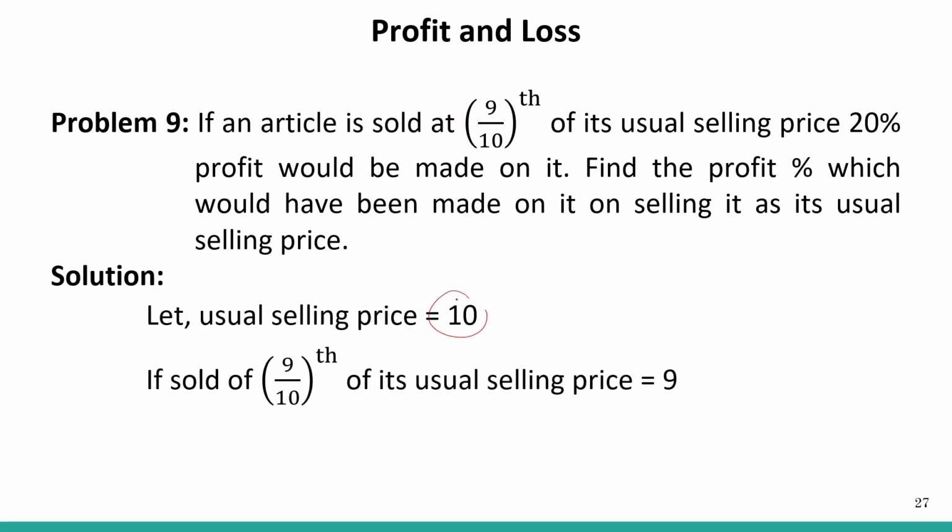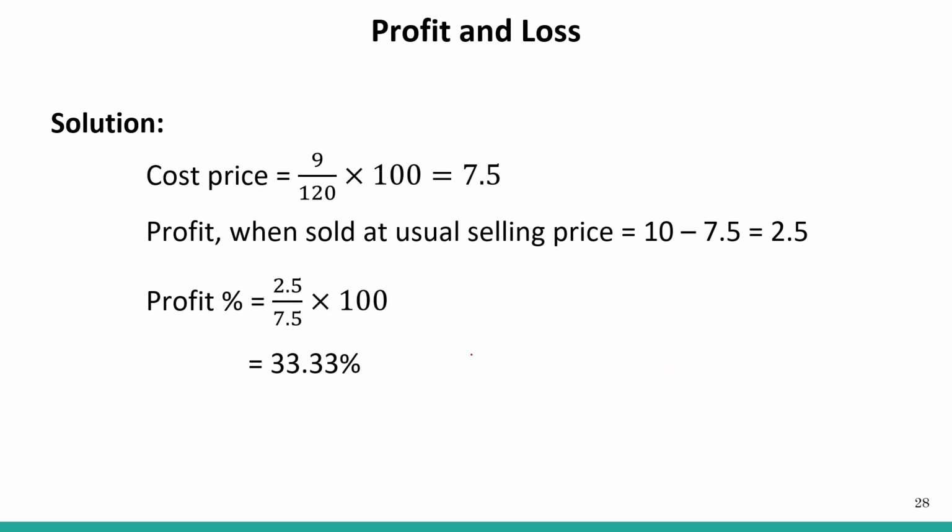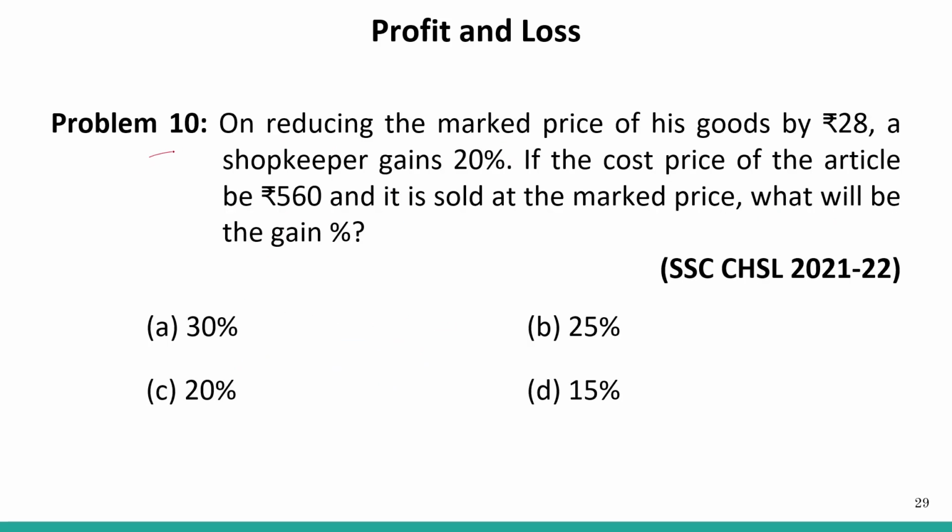Let the usual selling price be 10 rupees only. Okay, so if sold at 9 by 10th of its usual price, then its selling price will be what? 9. So cost price is equal to 9 by 120 into 100, which is equal to 7.5. So profit when sold at the usual selling price will be 2.5. So profit percentage will be 2.5 by 7.5 into 100, right? To get the profit percentage, so it will be 33.33%. Okay. So let's see problem number 10.